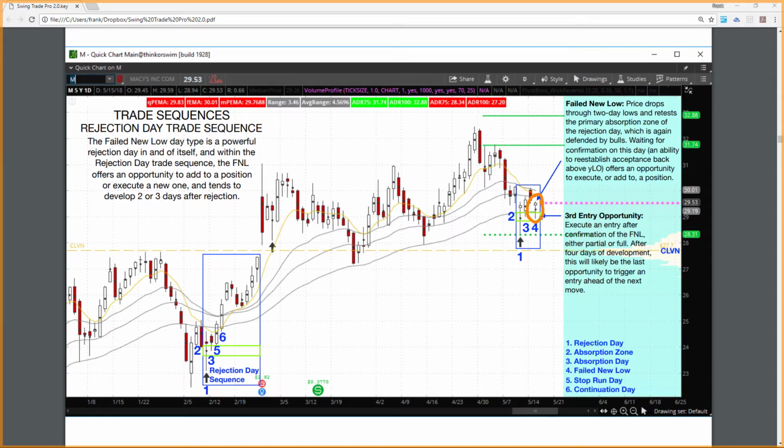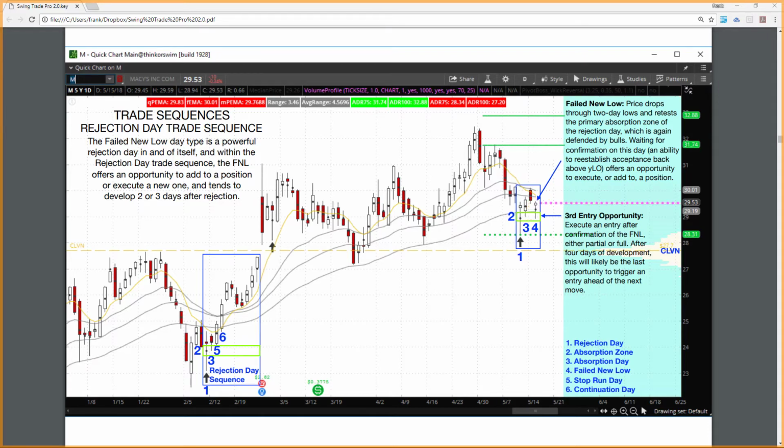So a failed new low develops, gives you another opportunity to either enter at the absorption zone or at the end of the day of the rejection day. So you don't necessarily have to get in at the absorption zone here on this day. You can, but if by the end of the day it looks like this, and you know, hey, that looks like a great failed new low, you can add there and have a much more confirmed move and have a much higher probability that this thing may pop.